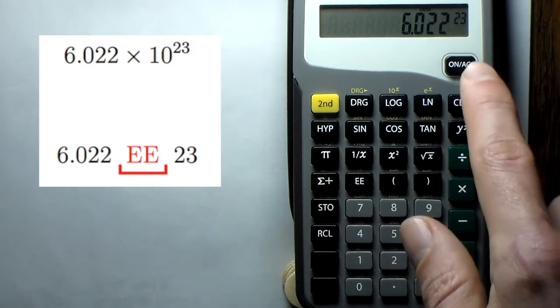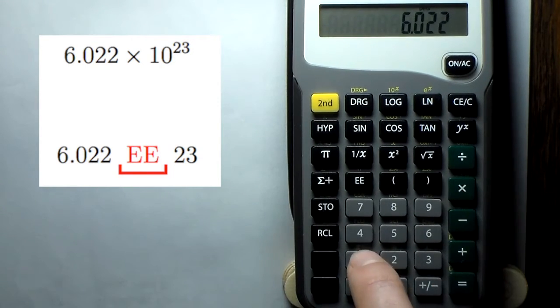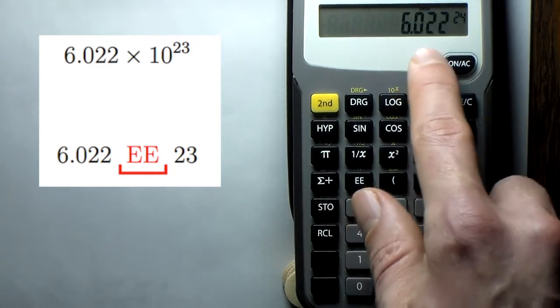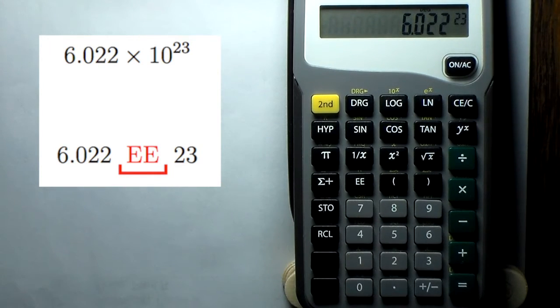So don't go there. Occasionally what some students will do, and this again is the wrong way, is 6.022 and then multiply by 10 to the 23rd. Because this is 10 times 10 to the 23rd, this is going to give us 6.022 times 10 to the 24th. That's wrong. So all you need to do is the 6.022, the EE, which refers to the times 10 to the, and then 23, and then you're done.